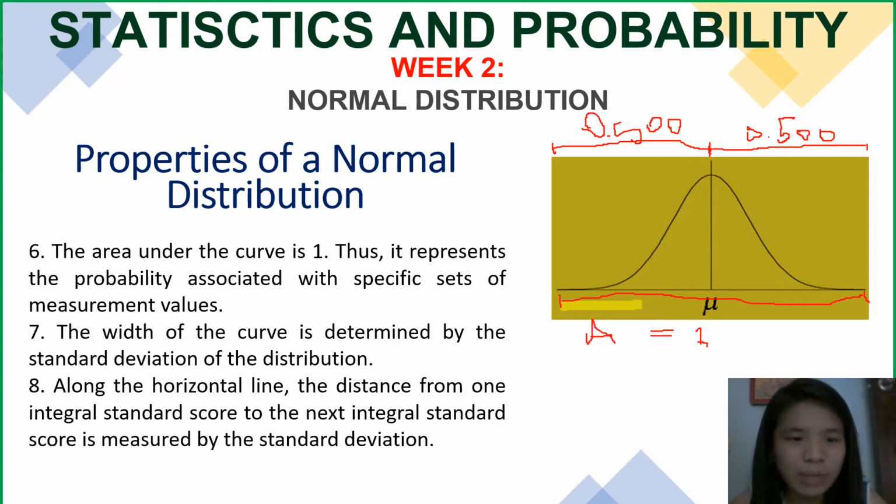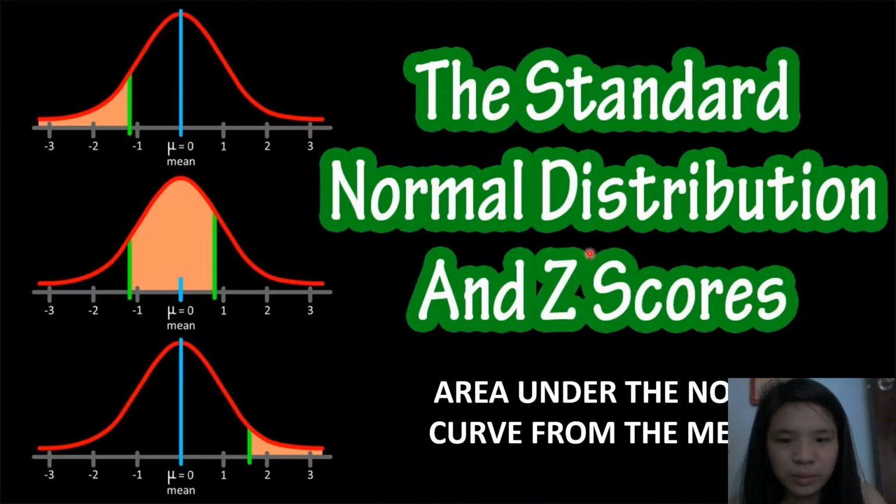So, yung pang 7 na property is the width of the curve is determined by the standard deviation of the distribution. And lastly, along the horizontal line, the distance from the integral standard score to the next integral standard score is measured by the standard deviation. So, ayan na. We can now solve for the area under the normal curve from the mean, which is 0.